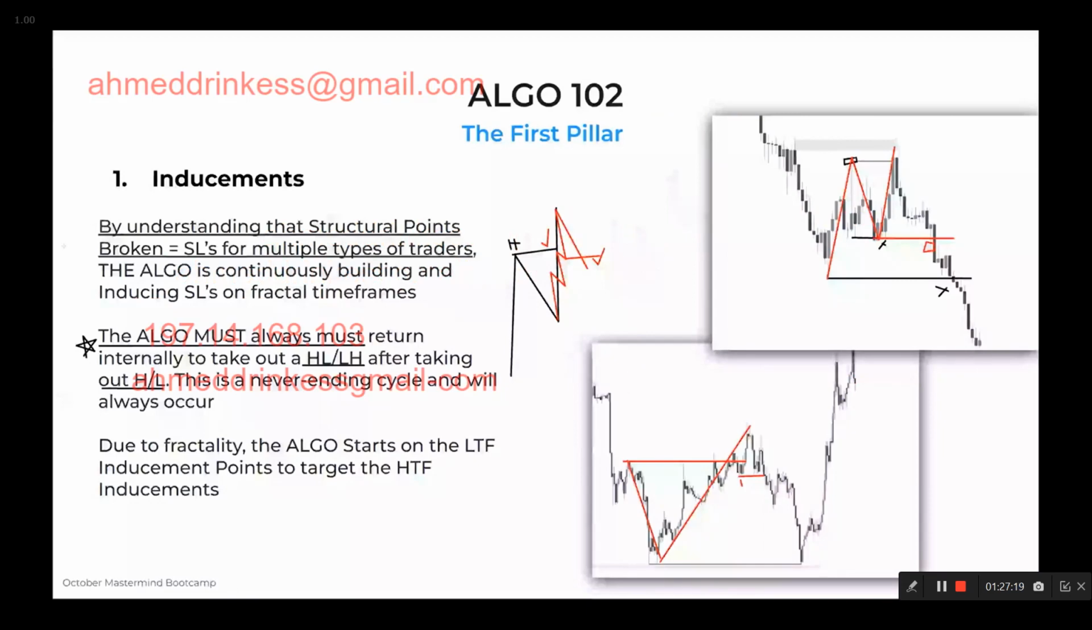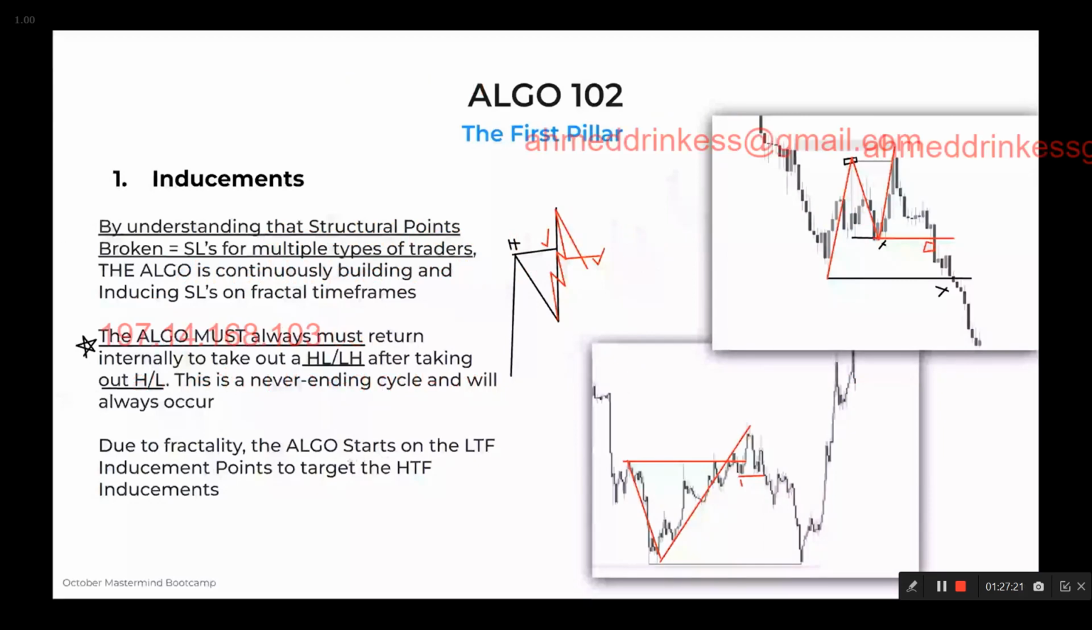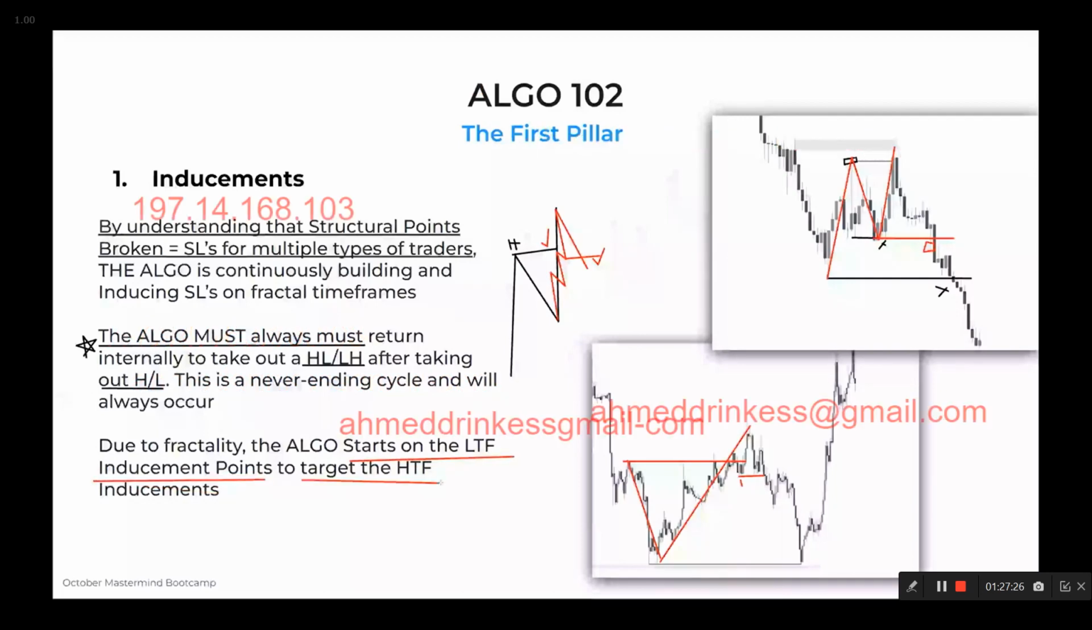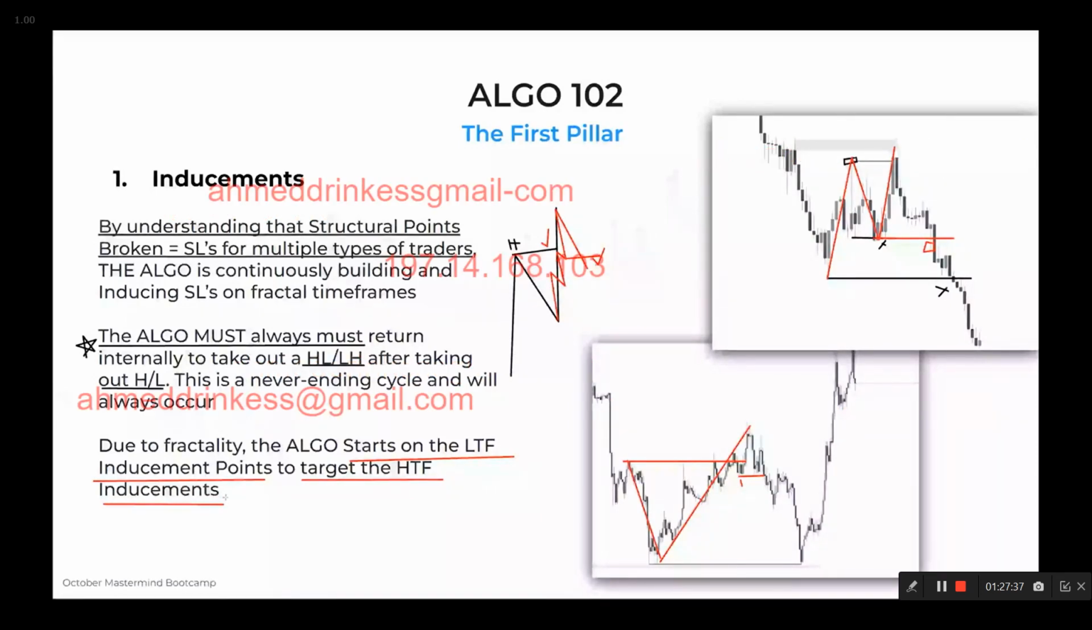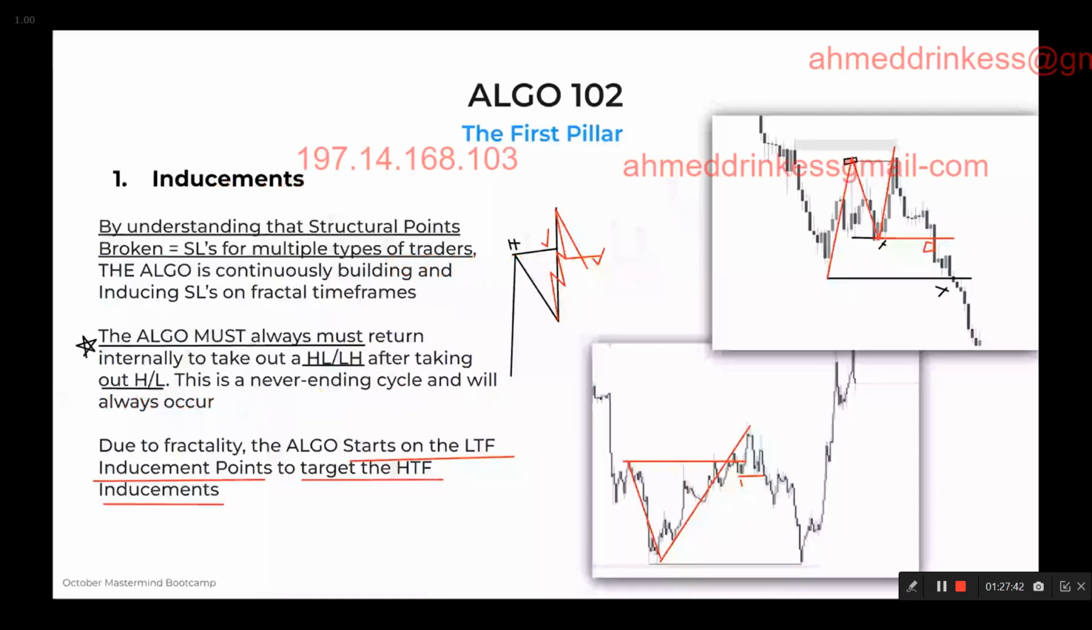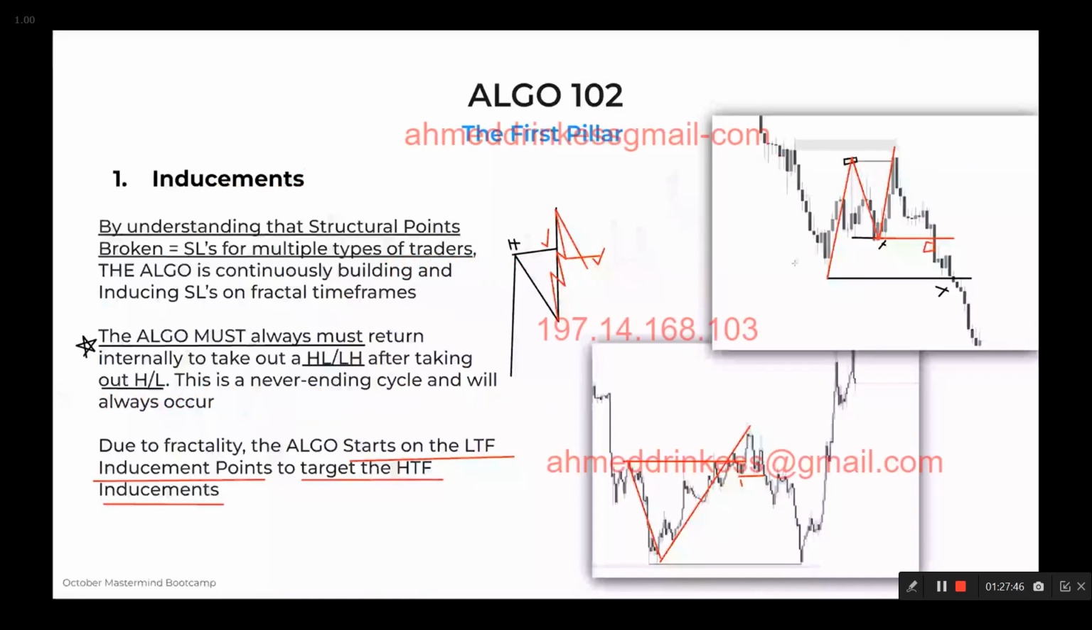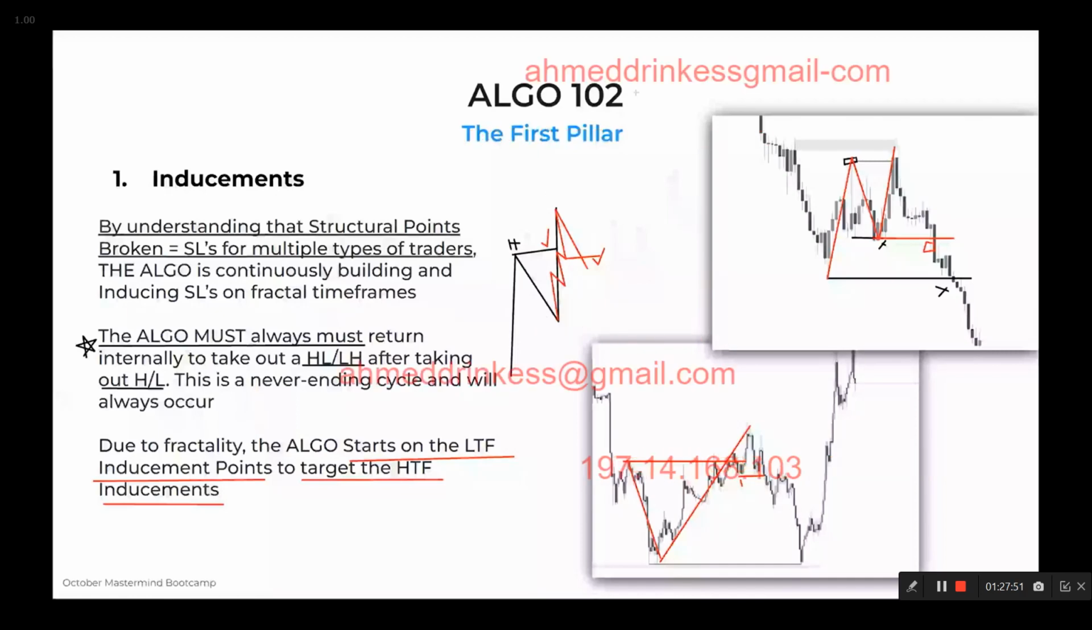Due to fractality, the algo starts on the lower time frame inducement points to target the higher time frame inducements. Remember how I said lower time frame inducement is the expansion for a higher time frame, or is the trigger for a higher time frame expansion? Remember that. You're going to make sense of it here in just a minute. But this is how you need to start viewing the market, from range within range, from a liquidity standpoint, not structure, but liquidity.